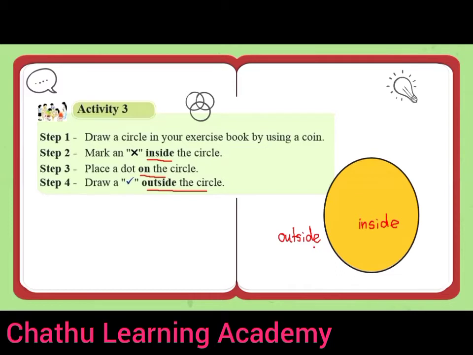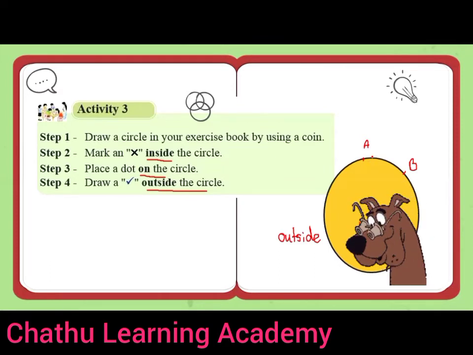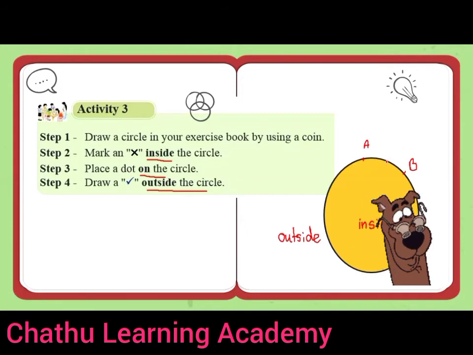Then what is on the circle? If we place a dot here, we can mark it as A. If not, here B. Then these dots are marked on the boundary line. Then we say these dots are placed on the circle.